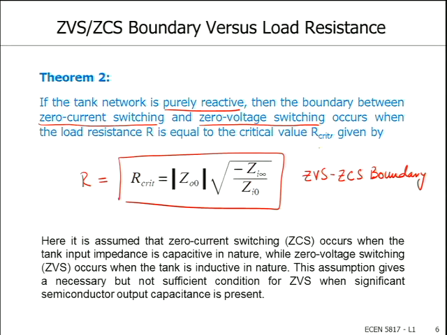And that R critical value only has a real value if your Z input zero and Z input infinity have opposite phase. So if it is capacitive on one side and inductive on the other side, you will have an R critical value. But if it is capacitive on both extreme cases, well then obviously there is going to be no R critical value. And this formula would come up with an imaginary number also, right?